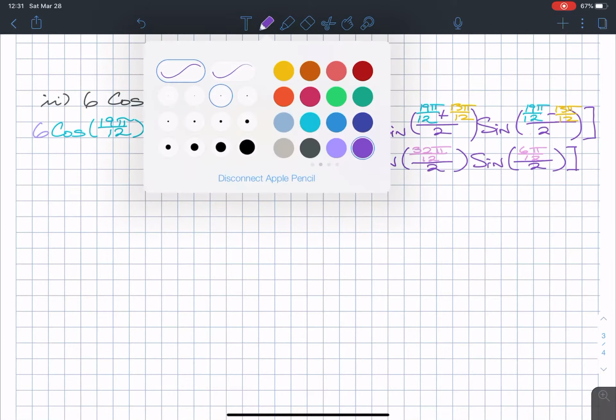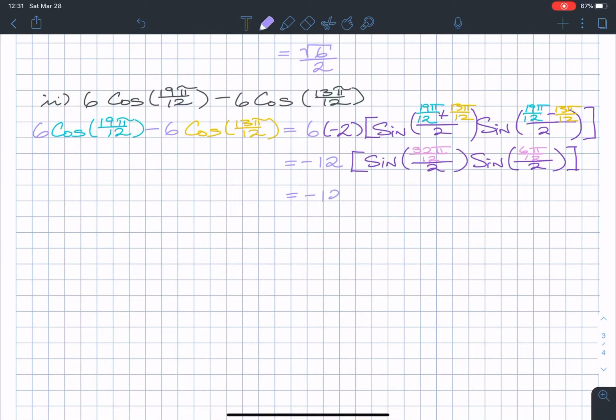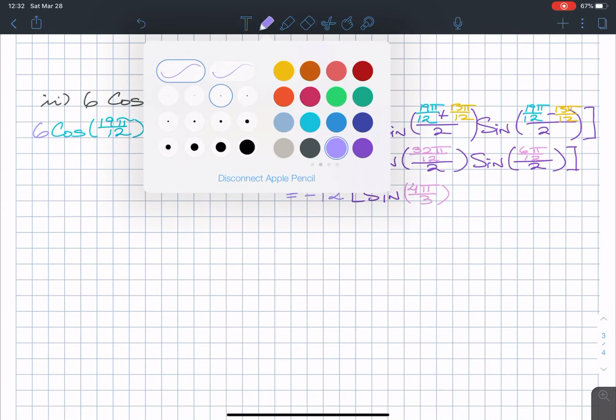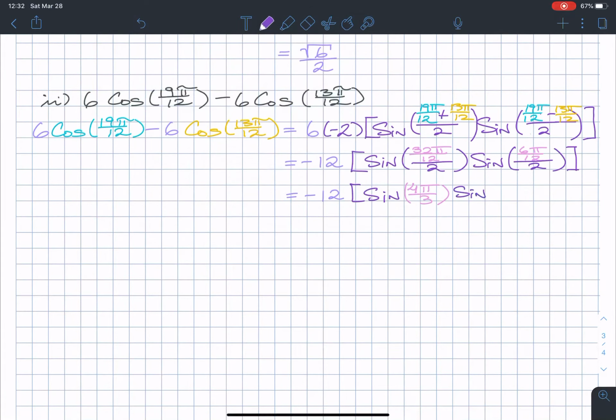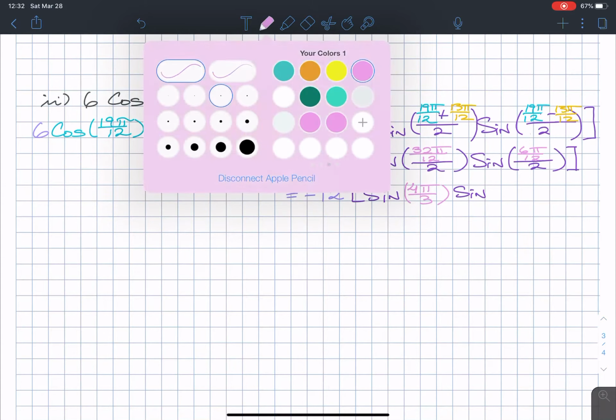Okay, so what does this give us? This gives us negative 12 times the quantity sine of, well, technically, 2 times 12 is 24. So 32 over 24, those are both divisible by 8. 8 goes into 32 4 times and into 24 3 times. So 4 pi over 3 times sine of, so 6 over 12 reduces to 1 over 2. 2 times 2 is 4. So that's going to be pi over 4.